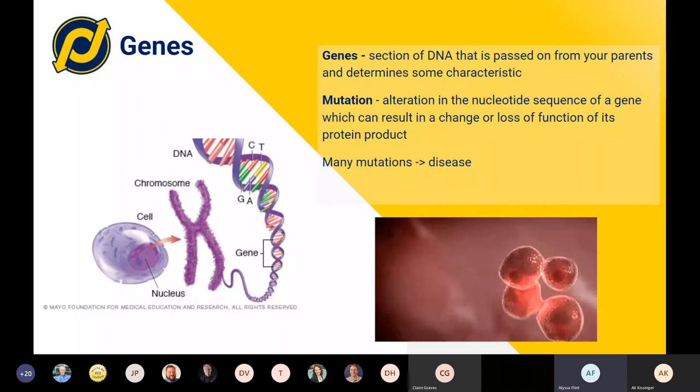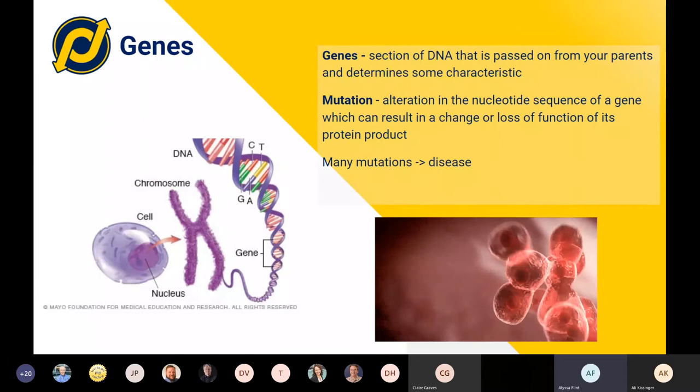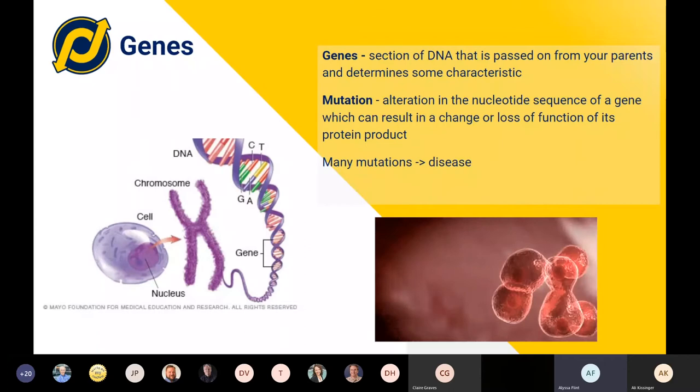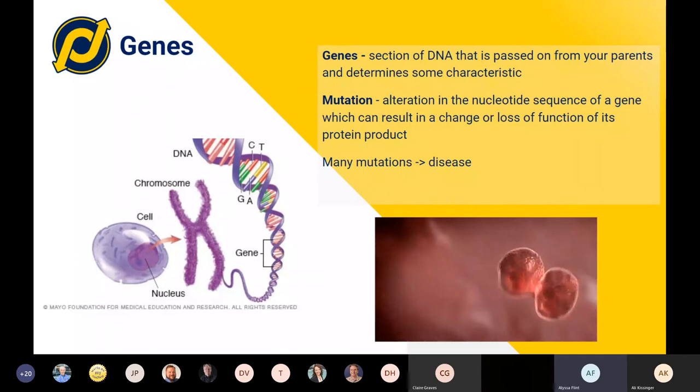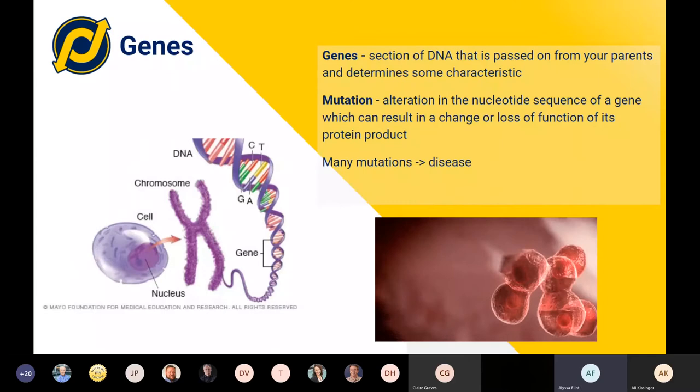A mutation is when one of the nucleotides is switched to a different one, such as A to C, and this can happen during DNA replication or transcription. When a gene accumulates several of these mutations, that can lead to diseases such as cancer. And you may have heard of sickle cell anemia, which is actually the result of just one nucleotide mutation.